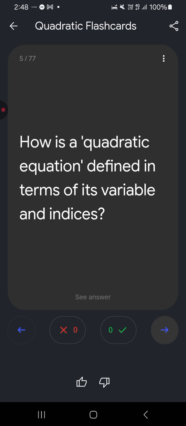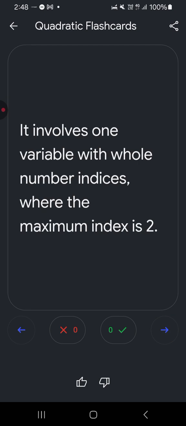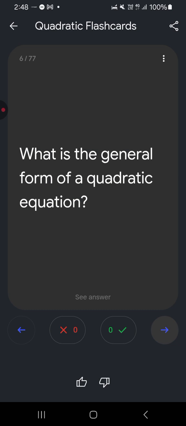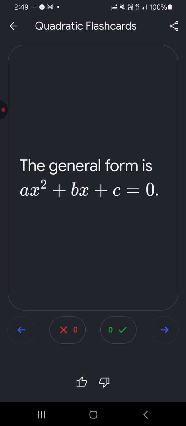How is a quadratic equation defined in terms of its variable and indices? It involves one variable with whole number indices where the maximum index is 2. What is the general form of a quadratic equation? We know the answer. The general form is ax square plus bx plus c is equal to 0.